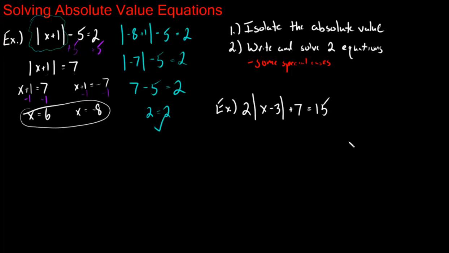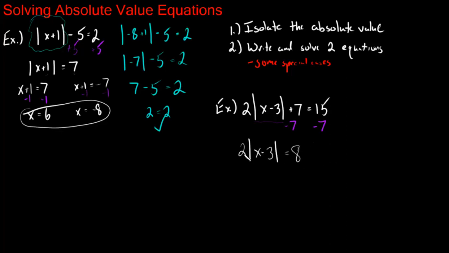Okay, now the exact same process, I want to isolate my absolute value expression. So I want to get only this on one side of the equal sign. So the first thing I should do is get rid of this plus 7. Well, it's adding 7, so to get rid of it, to move it to the other side, I'm going to subtract 7 from each side. Okay, so I'm going to have 2 times the absolute value of x minus 3 is now equal to 8.